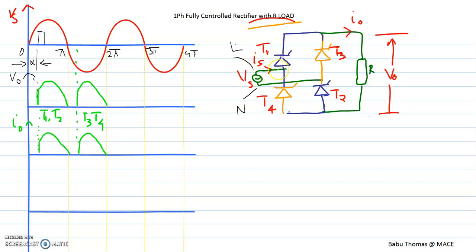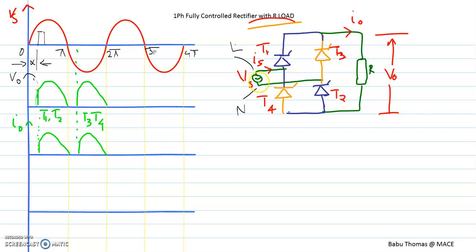The source current during the positive half cycle, that is from 0 to pi, if I am firing my thyristor into the on condition, the current is flowing from L, T1, I0, R, T2 and N. So the direction is from left to right.